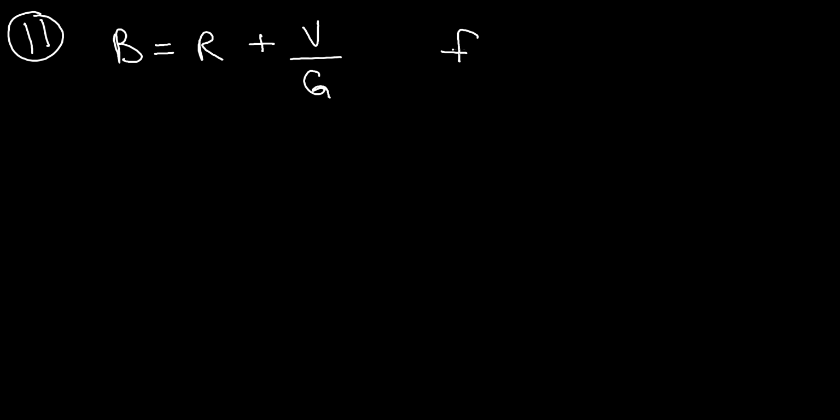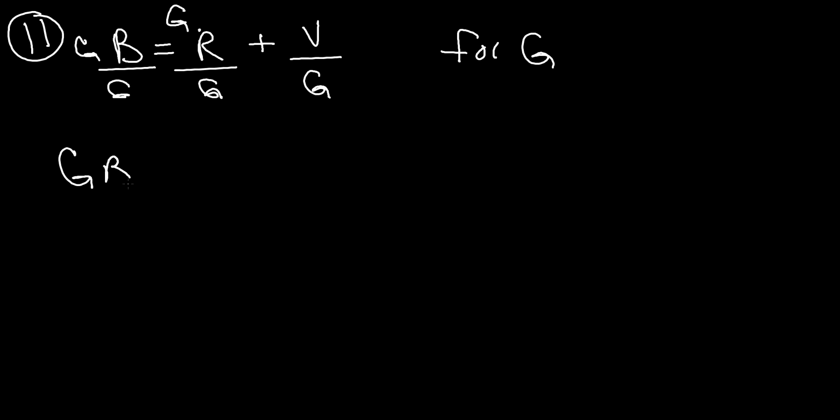Oh, this one here, we're solving for g. Okay, so if we're solving for g, I'm going to get all my denominators to be the same. That means multiplying top and bottom here by g. All right, and then I notice the denominators are the same, so now I can solve for b. Let's see, what have I got? GB equals GR plus V.